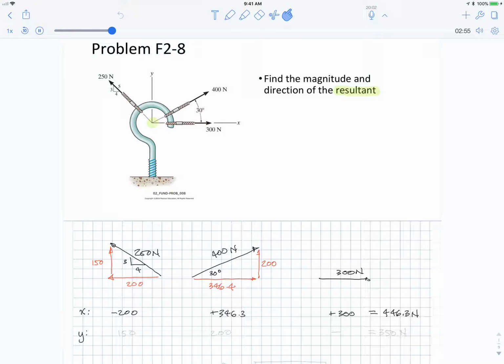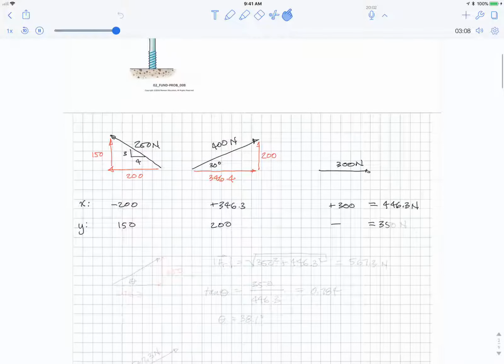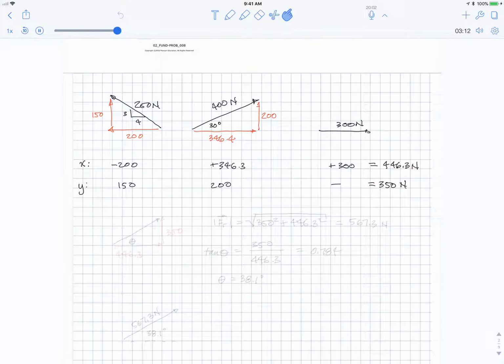In the y, you have 150 going up, 200 going up, and that last one, the 300, is only in the x. There's no y component. So you add all that up, and it's 350 newtons in the y. So if you draw the vector, the components are 350 up and 446.3 in the x.